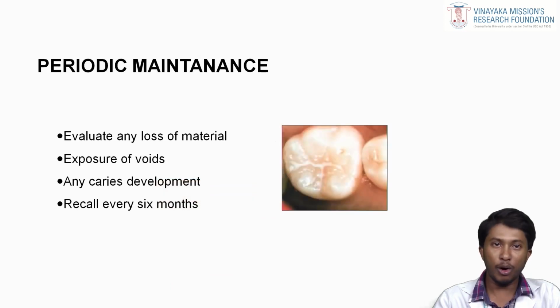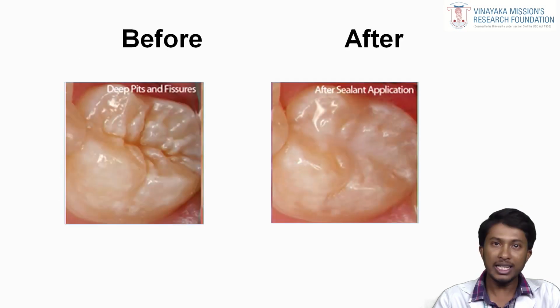Periodic maintenance is very important to evaluate any loss of material, exposure of voids, any caries development, and recall visit every 6 months. So in this slide you can see the image of a tooth with deep pit and fissure, and the second image of a tooth where pit and fissure sealant is applied.